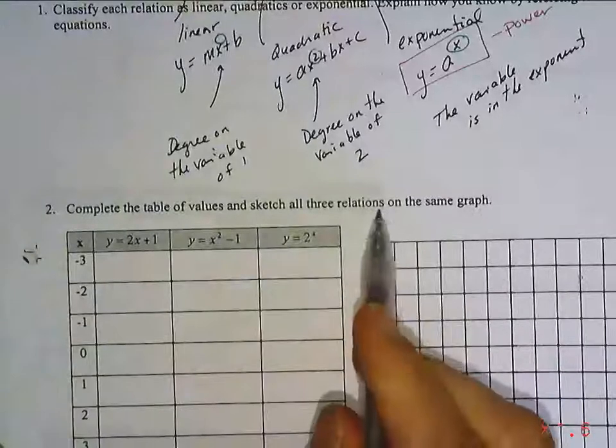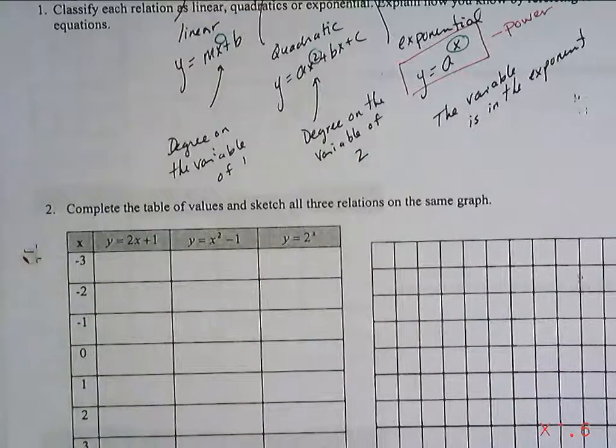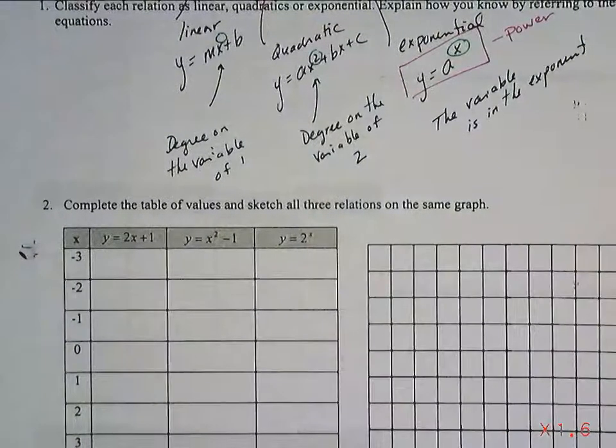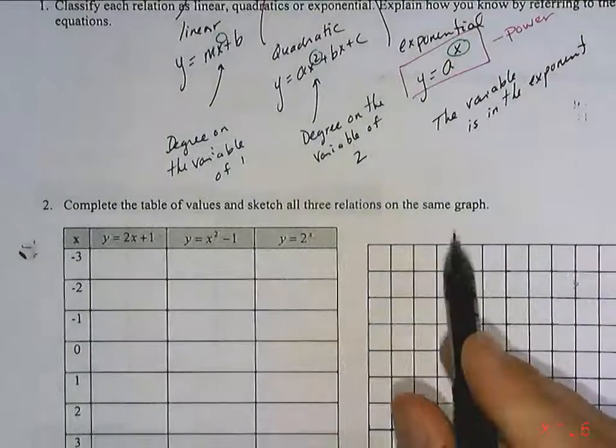So, complete the table of values and sketch all 3 relations. Ooh, that's a great word from the past. Relation. It means an ordered pair. Okay, so it's going to have a first value and a second value. That's a relation. All 3 of these are going to be relations. We're going to sketch them on the same graph.